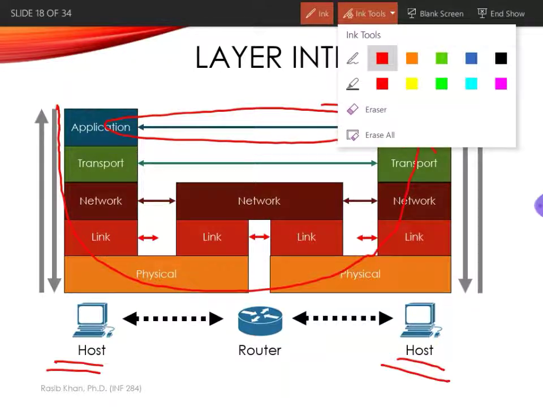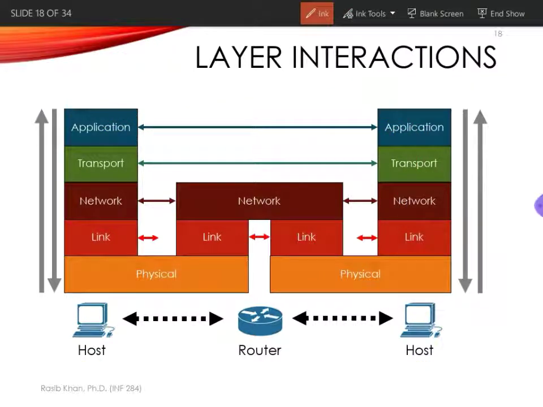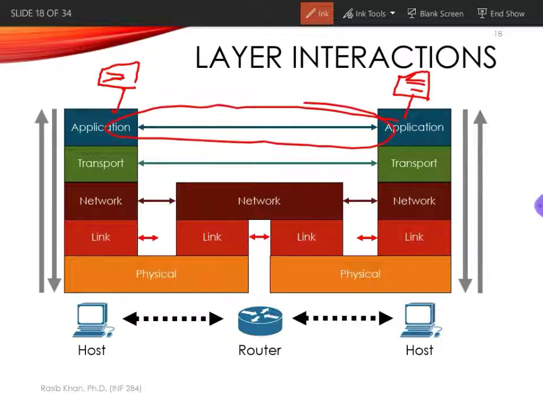A good example for this would be, let's say you are running a chatting application on one of these hosts, and whatever you type here appears here, and then whatever you type here appears on the other host. So the applications are given the feeling that they are actually talking to each other, although the data needs to travel through all of these layers to be able to go to the other host.